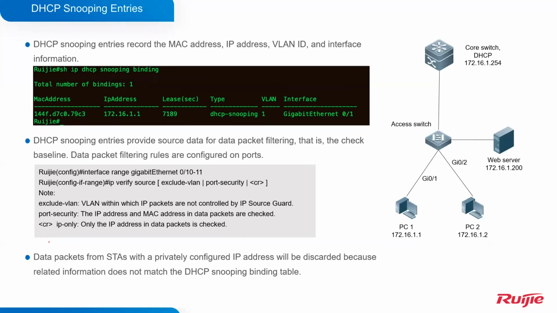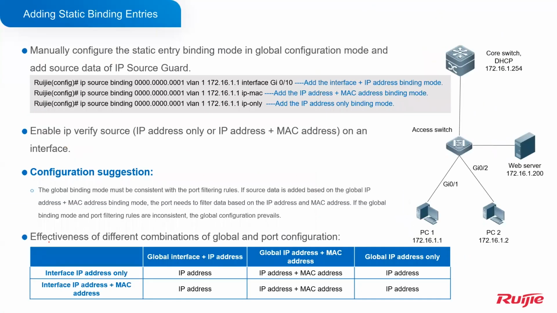Except for the entries from DHCP snooping, we can also add some static binding entries. The configuration is shown here. Manually configure the static binding entries in global configuration mode. Pay attention here: these commands are used in global configuration mode and add source data for IP source guard. As you can see here, we have added some entries. ip source binding, this is the MAC address, VLAN 1, this is the VLAN, this is the IP address, this is the interface, right?